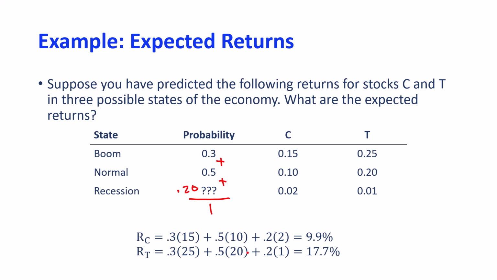So the way we calculate the expected return is we multiply the probability of each state by the return in each state. So 0.3 times 15, 0.5 times 10, and 0.2 times 2% rate of return in a recession will give you 9.9% expected return for stock C and 17.7% expected return for stock T.